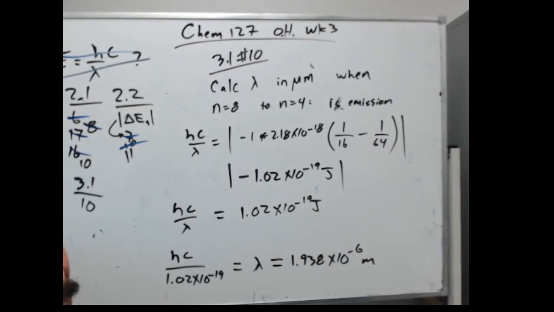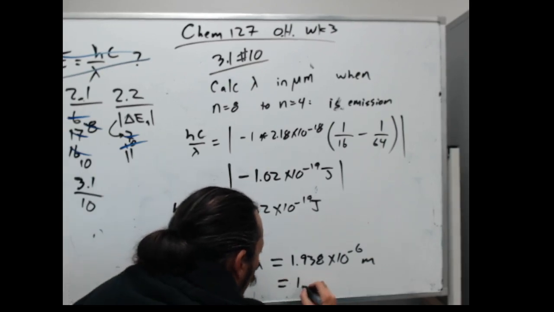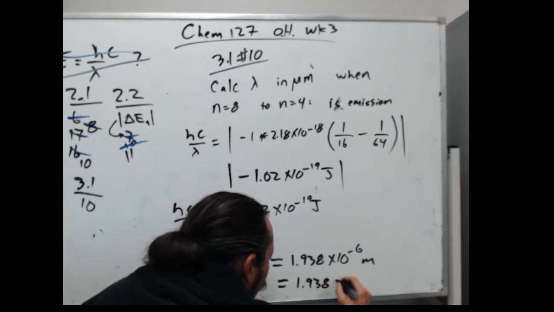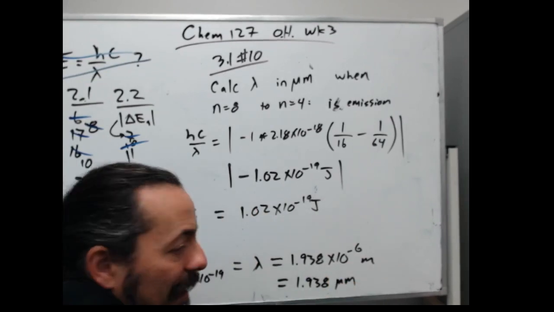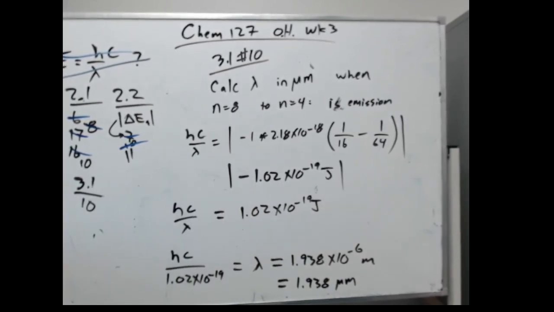And now the fact that they ask for it in micrometers kind of makes sense, because what's micro mean? 10 to the... What's that? 10 to the 9. That's nano. Micro. 10 to the 6. Yeah. So this is just equal to 1.938 micrometers. I can just take that minus 6 away, and it's the micrometers now.